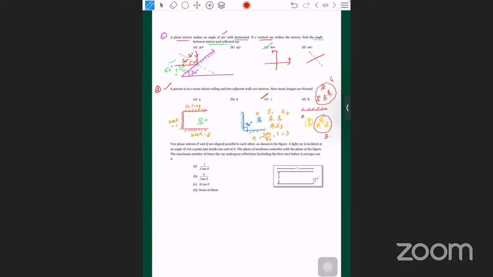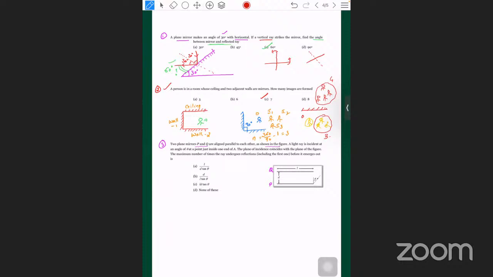Let me solve the third problem here. How many mirrors are there? Two, sir. One mirror I will call P, the other mirror is Q. P and Q, they are parallel as shown in the figure.